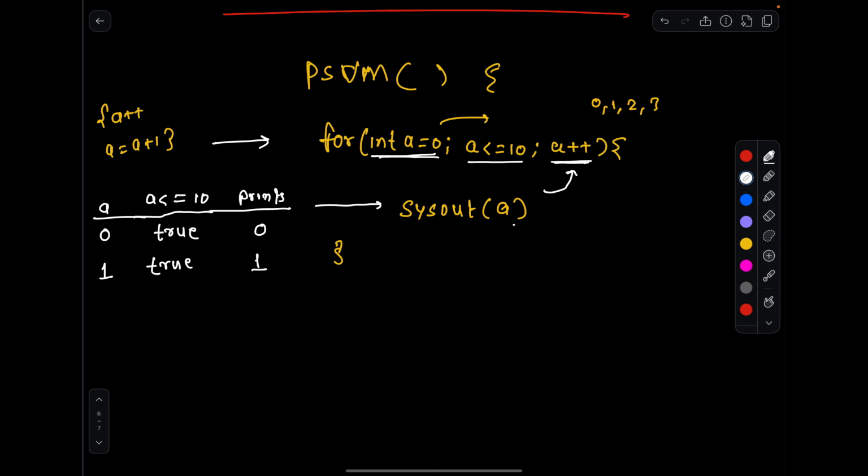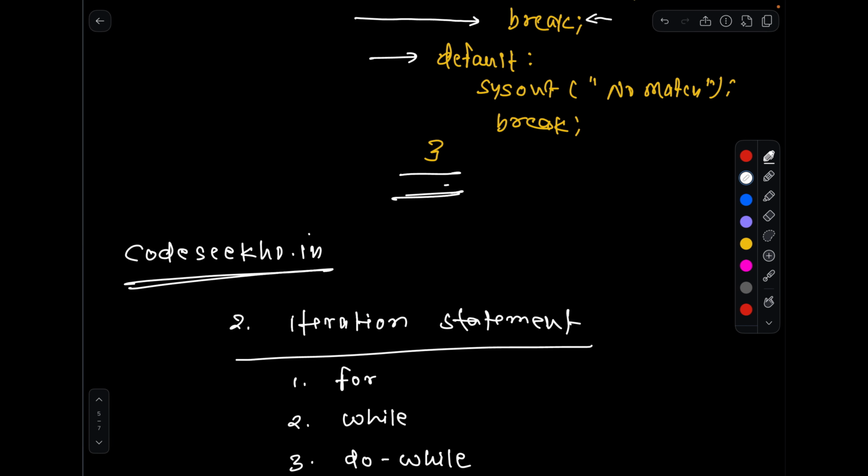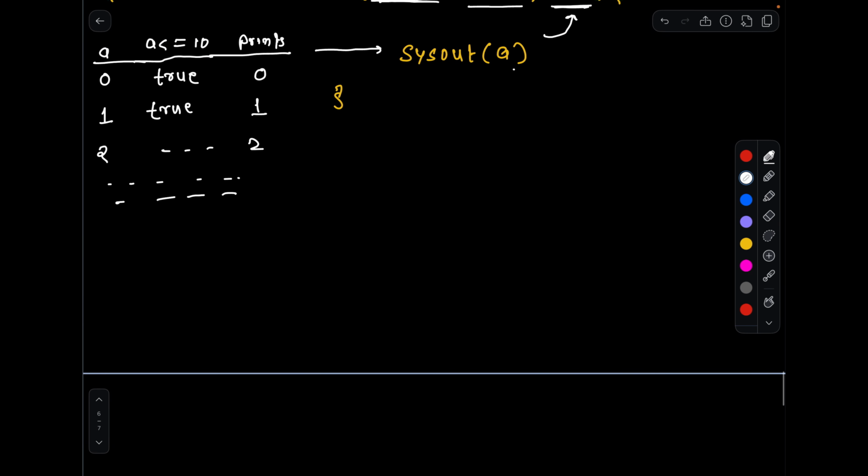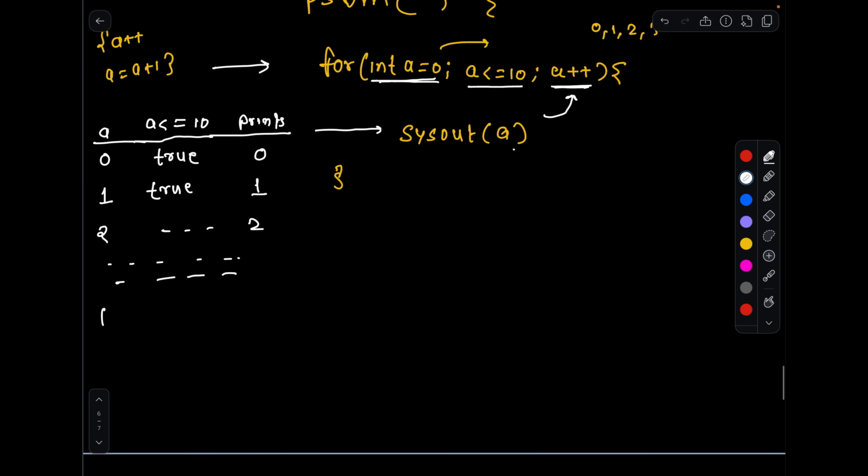Now again it goes to a plus plus, which increases it to 2. Again it is checking, so it keeps going until 10. So let me write here. Okay, now it is 10. Now it is checking if a is less than or equal to 10. Yes, it is not less than, but it is equal to. So again this is true, and this prints the value 10. Now it increases the value to 11.